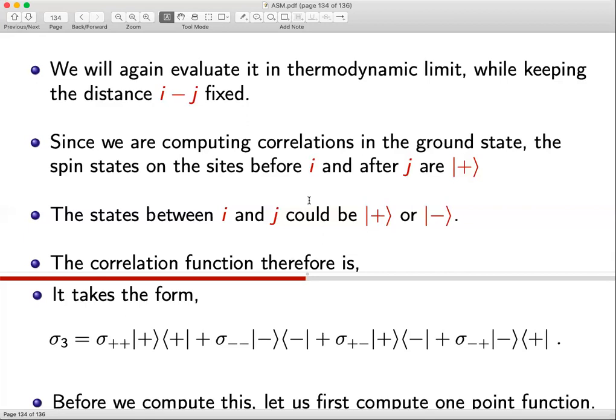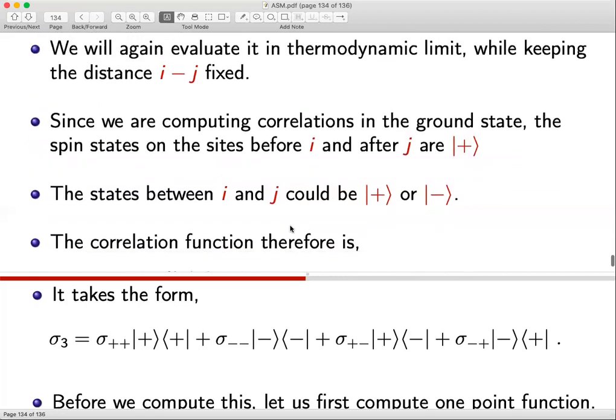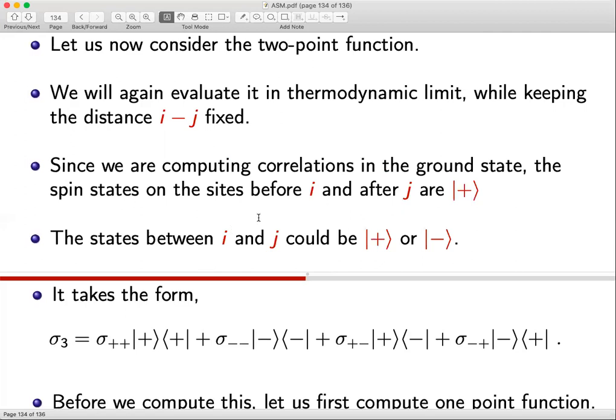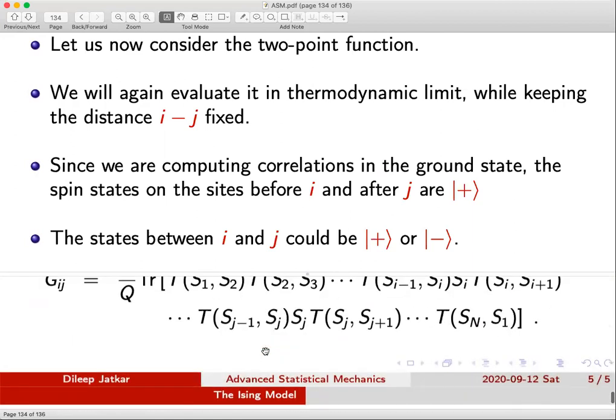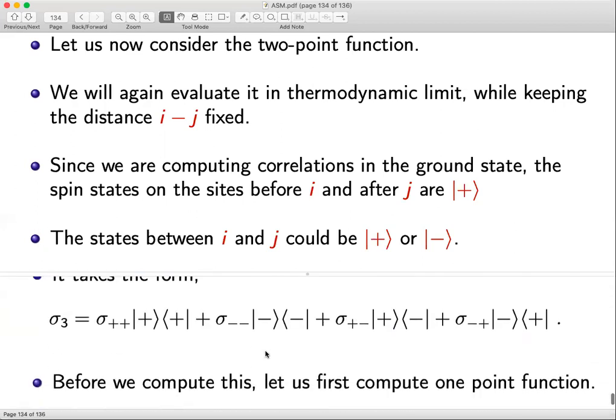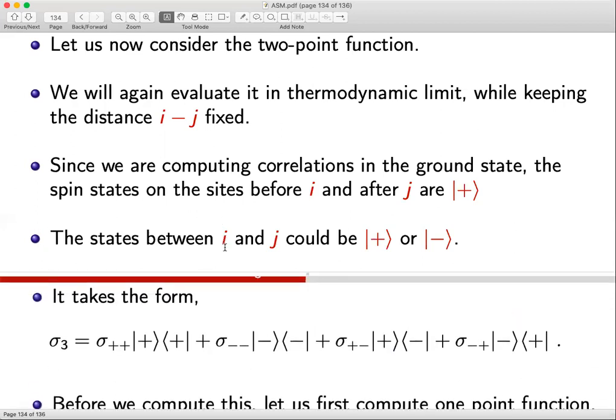So can you say it again? Yeah, so what I'm saying is, suppose you have a site. Let's stick to this. Let's start like this. We start from site one and go all the way up to I minus one. Because we are in the ground state, all of them are actually plus states. You agree, right? Now from j plus 1 to n also they are going to be plus states because we are in the ground state. So the majority of states are basically plus states. The only thing that we can see happening is between site I and site j.